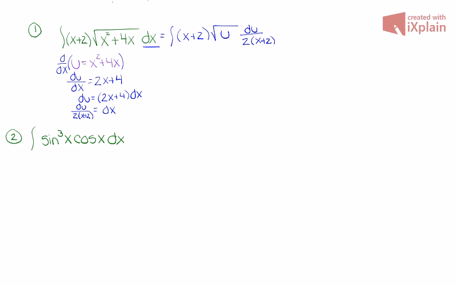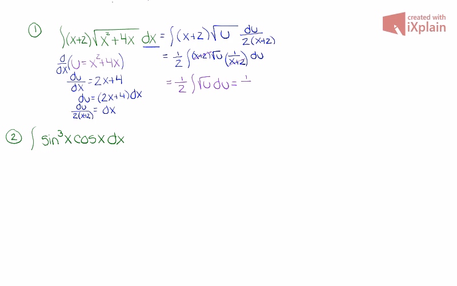Now what you can see happening here is a manipulation of the different pieces. I can bring my scalar out to the front, and I have x plus 2 times the square root of u times 1 over 2 times x plus 2 times du. So I see here that I have my x plus 2 terms canceling out, and I'm left with 1/2 times the integral of root u du. And now we made a complex integrand into a much simpler integral so that we could evaluate.